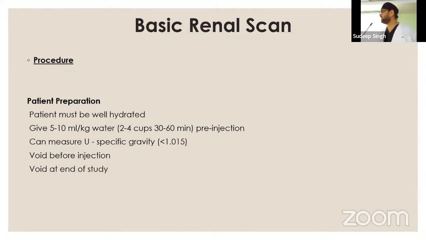So basic renal scan, the procedure is, first of all, patient preparation. The patient must be well hydrated. We give 5 to 10 ml per kg of the water. We can also measure urine specific gravity to check the hydration. It should be less than 1.015. Patient is asked to void before injection and then void at the end of the study.